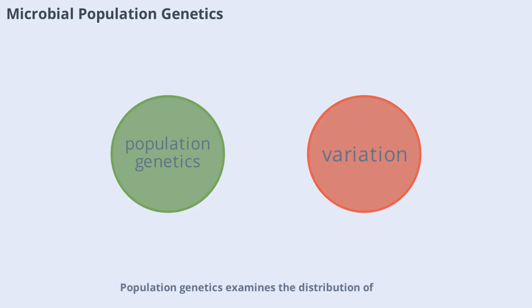Population genetics examines the distribution of genetic variation within and between microbial populations. This field helps us understand how microbes adapt to their environments, spread resistance genes, and evolve new traits. Population genetics is essential for managing infectious diseases and conserving microbial diversity.